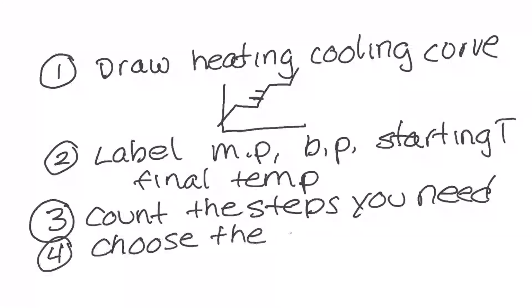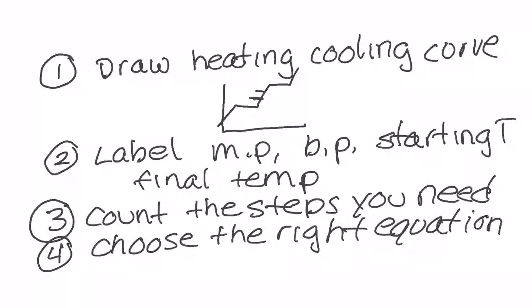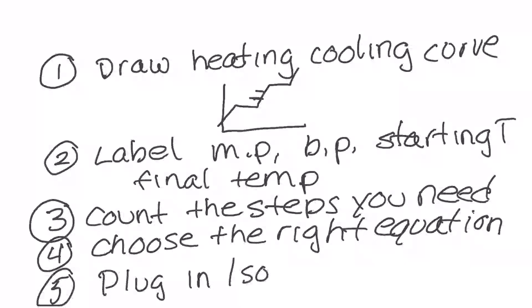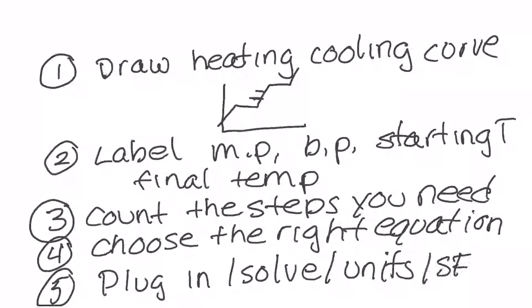4, choose the right equations, which we had a video on. So for each step, anytime it's diagonal, it's Q equals mc delta T. Otherwise, it's Q equals m or n delta H. 5th step, plug in, solve. Don't forget units, which will help you make sure you've chosen right, and sig figs. And there you have it. Not really difficult problems, just a little bit longer because they're multiple steps.